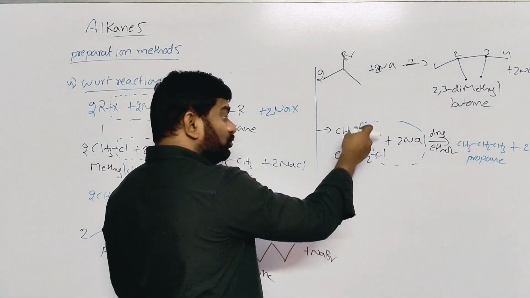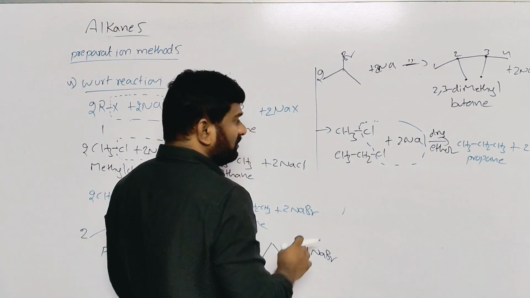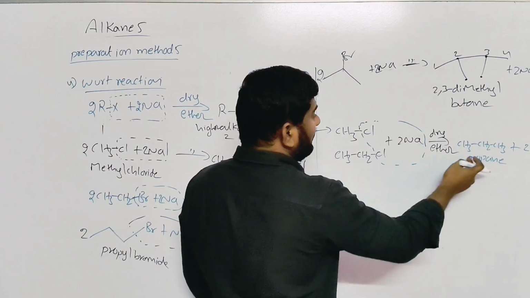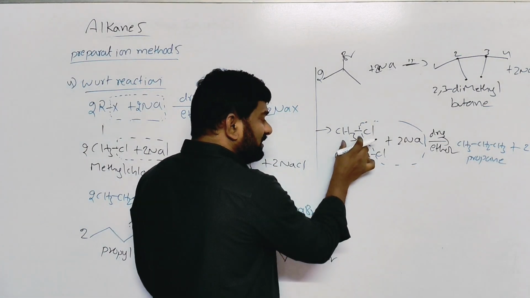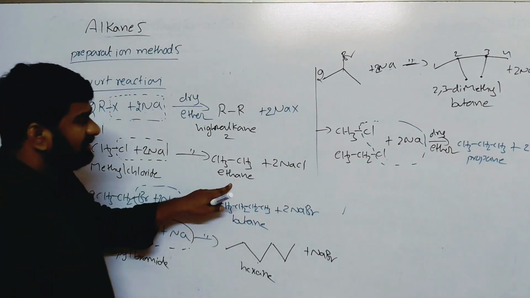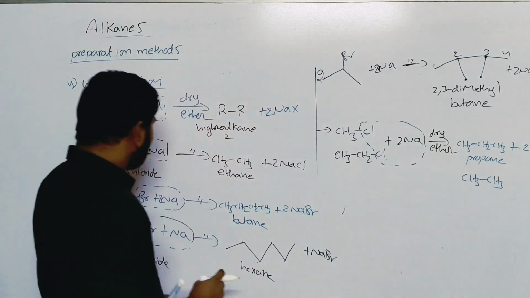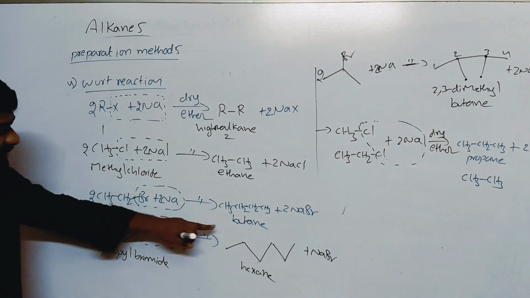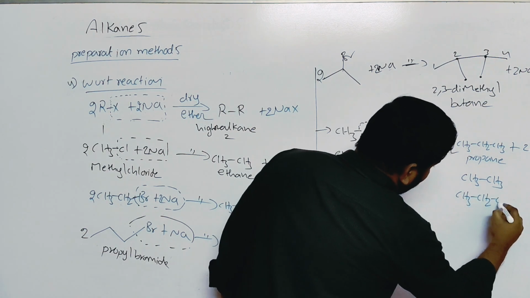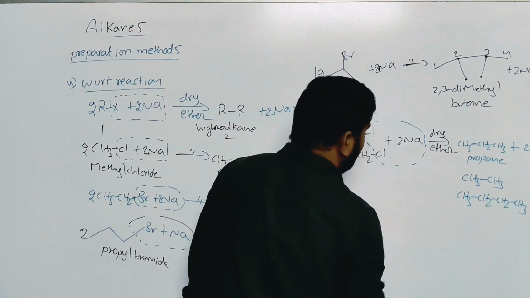In the reaction mixture, 2 alkyl halides are present, so 2 moles of this one can react, 2 moles of this one also can react, and 1 mole of this one and 1 mole of this one also can react. If 2 moles of methyl chloride react, what will we get? Ethane. So this is also possible. Next, if 2 moles of ethyl chloride or ethyl bromide react, what will we get? Butane. So this is also possible. So ethane and butane are formed along with propane.